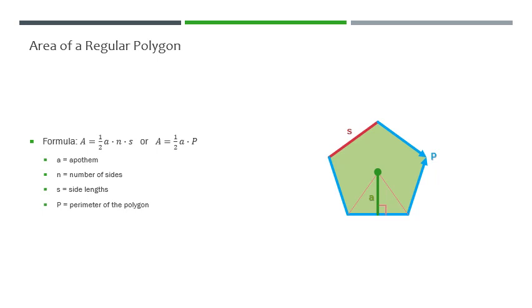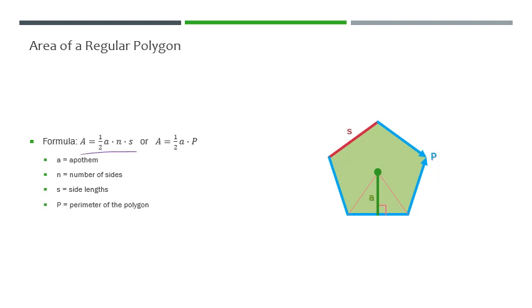So our formula for the area of a regular polygon, there are really a few ways to write this. We have involved in this formula the length of the apothem, the number of sides, we'll call that n still, and the side length. Remember, for a regular shape, that side length applies to all, however many sides there are. So in this case, all 5 sides. So our first formula is given here. A is equal to 1/2 times the apothem times the number of sides times the side length.